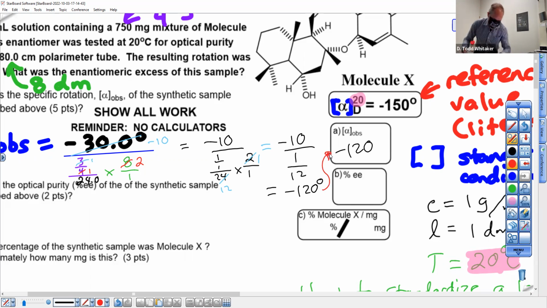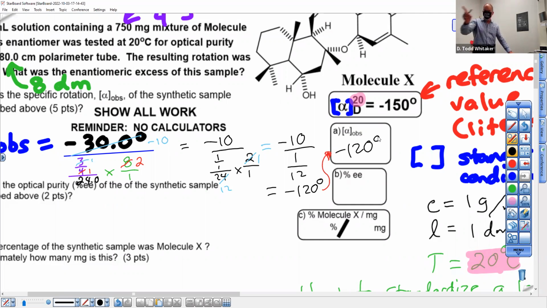So I know a couple things. I know the stuff's not pure. Do you know how I know that? If it was pure, the number would be negative 150. So I have the other enantiomer in there. I know it.